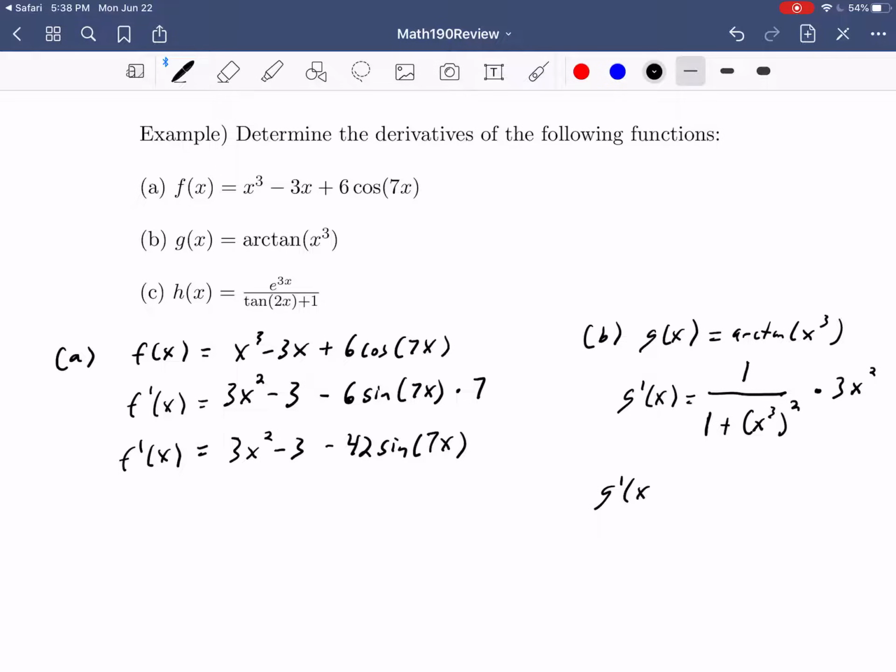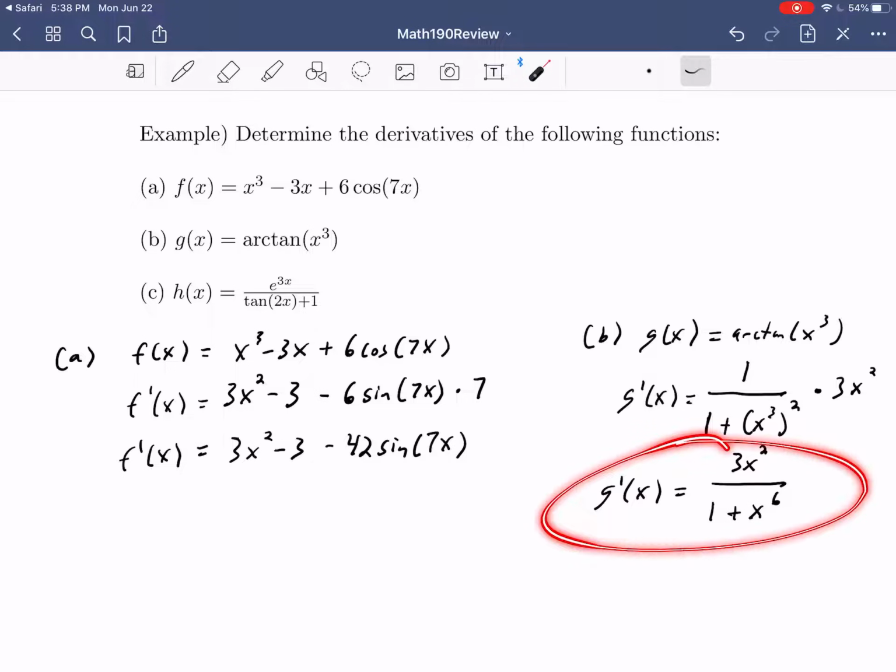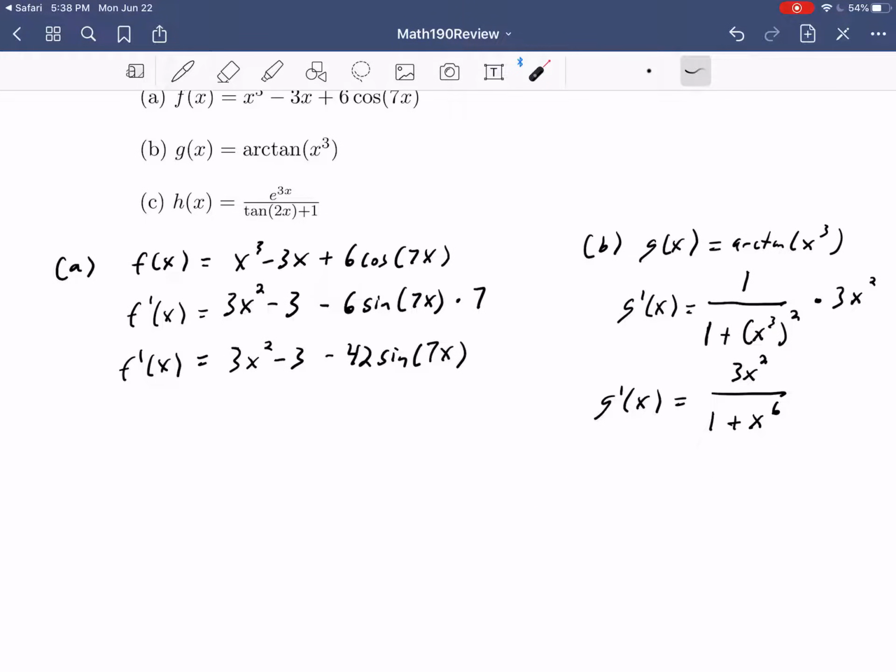After a brief simplification, we can just pop that 3x squared up top, 3x squared over 1 plus x to the 6 there. So we get 3x squared over 1 plus x to the 6. All right, last one then. You got C there.